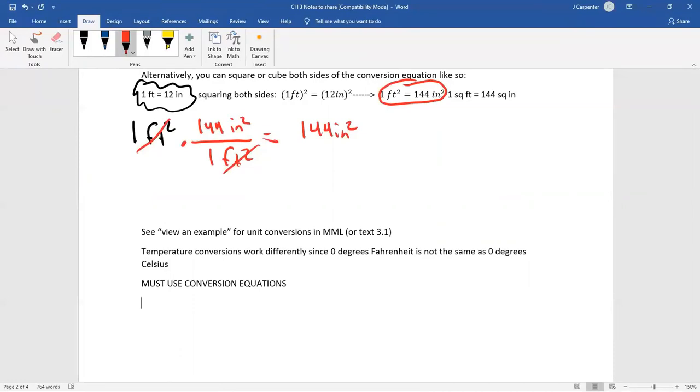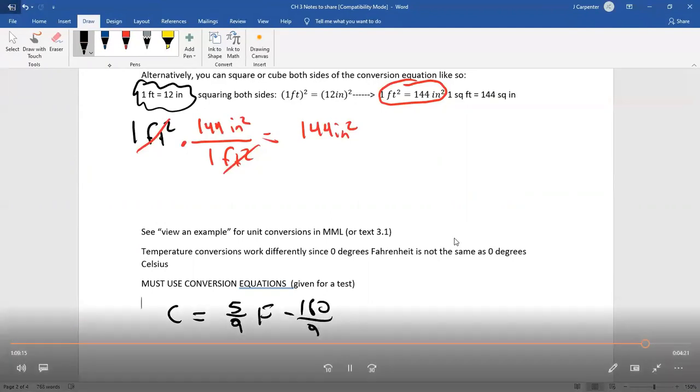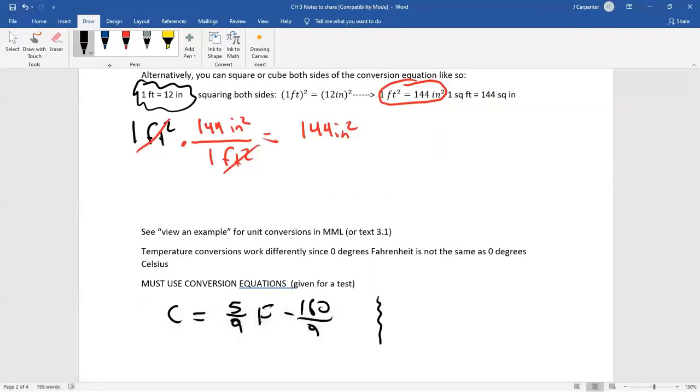You have to use conversion equations, and I will not make you memorize these. These will be given for a test. And in particular, the one that we stick with is C equals 5 over 9 F minus 160 over 9. That's a good one. You can also say that F is equal to 9 over 5 C plus 32. These are the two conversion equations.